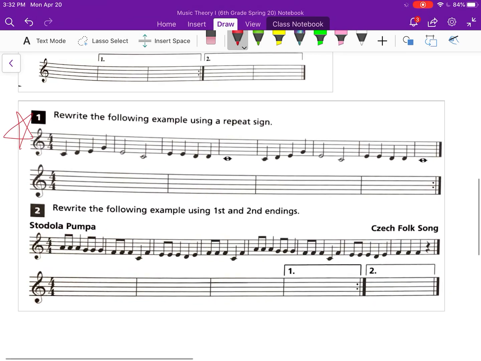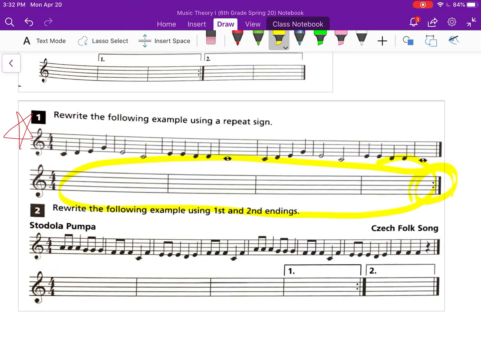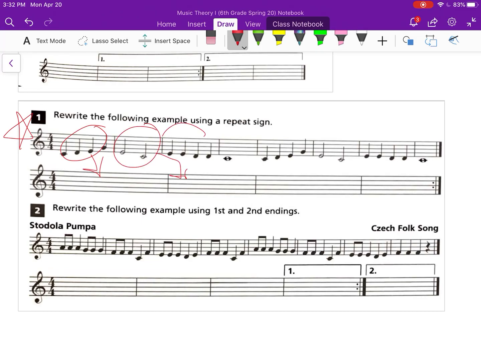Rewrite the following example using repeat signs. Please notice they already drew the bar lines in there for you. So you are going to have a total of 4 measures that you're copying down. They gave you the blank measures right in here, and they even put the repeat sign there. So all you need to do is copy down the notes that need to get repeated. And you always start from the beginning. The first measure is going into the first measure. The second measure is going into the second measure. Third measure to the third measure, and fourth measure to the fourth measure.